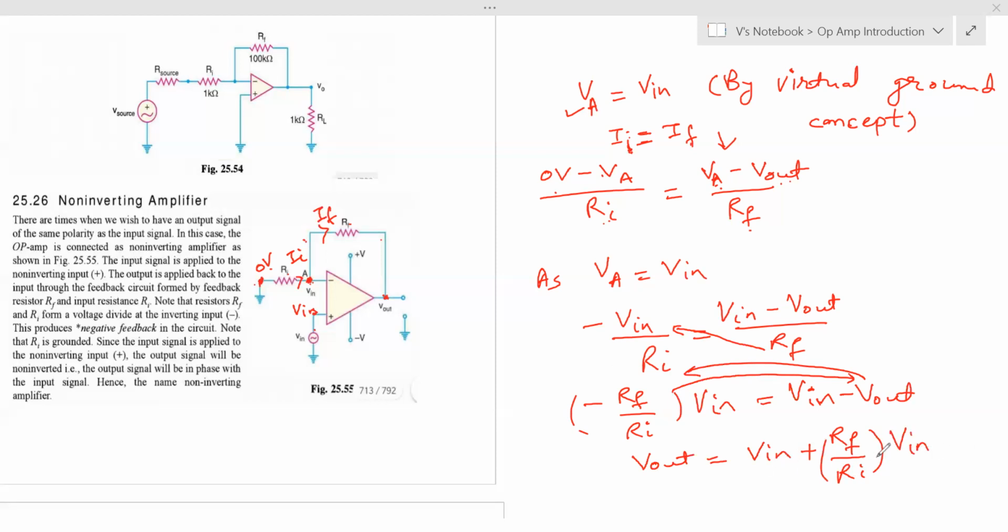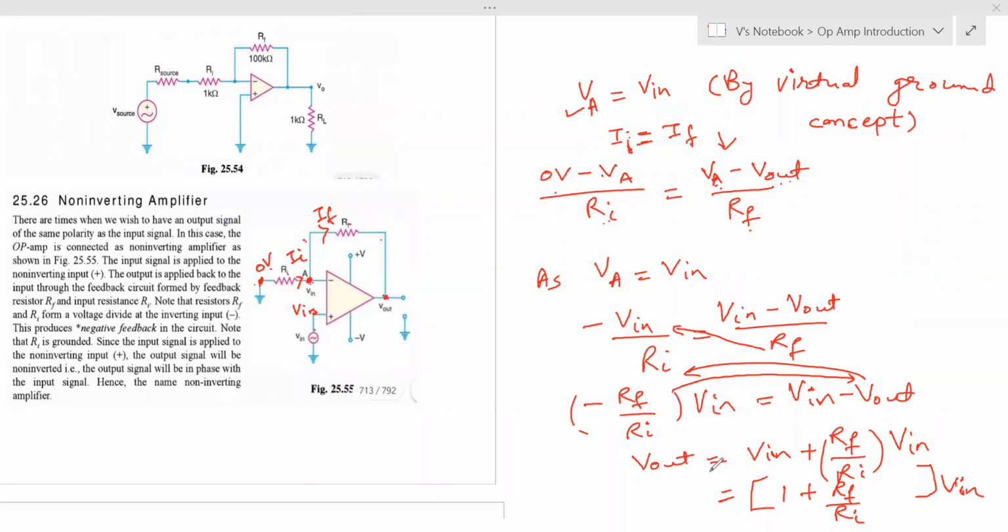Now we have clubbed together these Vin terms. We can now take Vin common, right? So if I take Vin common, what will remain in the bracket? Yes. What will remain here? 1 plus, and in this bracket, the ratio of RF and Ri, right?